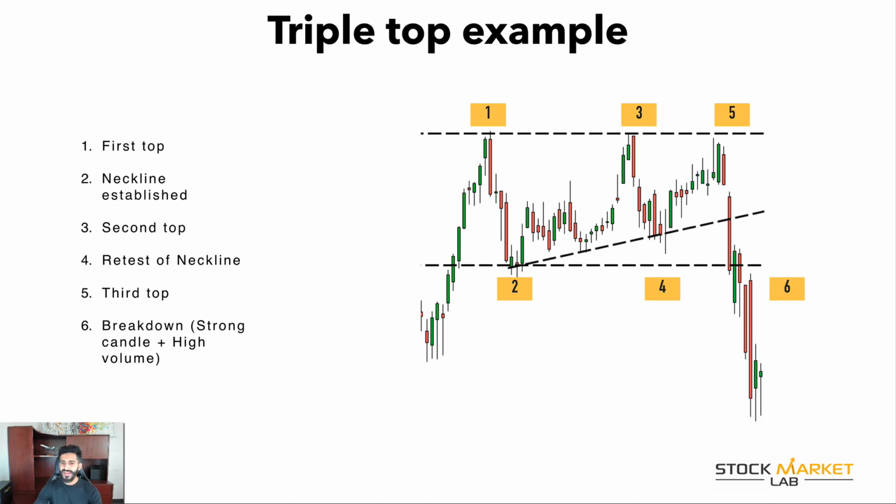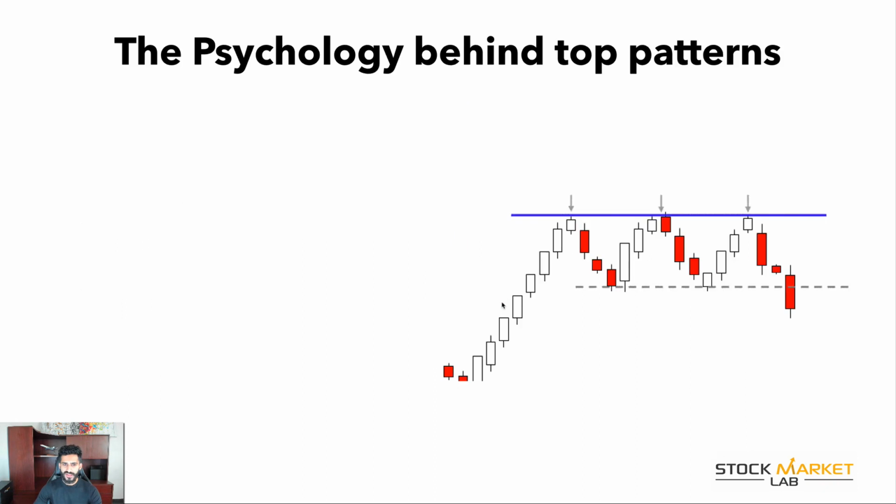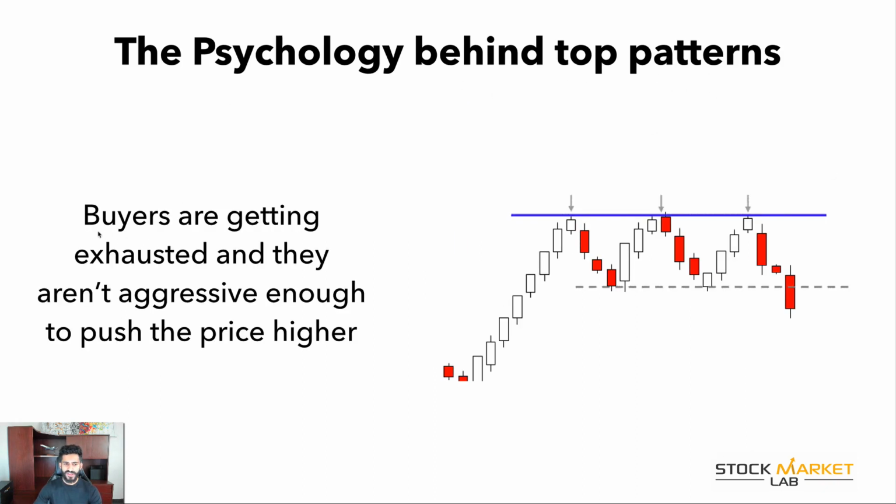So understanding why they're going down, understanding why they're going up is very important. So understanding why this is getting rejected, right, is very, very important. So what is the psychology behind these patterns? The psychology behind top patterns, right, is that the buyers are getting exhausted and they aren't aggressive enough to push the price higher. So you can see buyers are aggressive, sellers step in, they're more aggressive. Buyers try again, sellers are in control. Buyers try one more time and sellers take control.